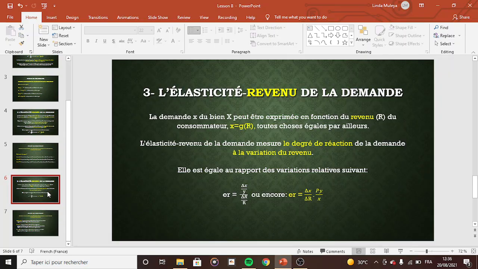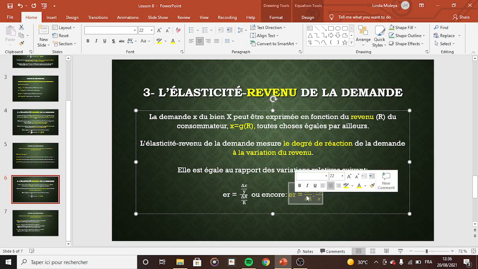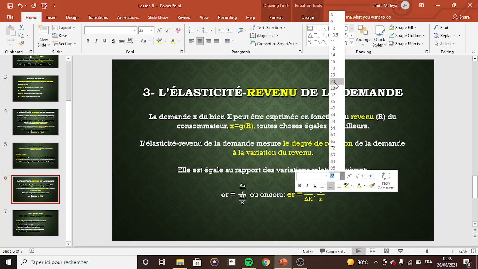L'élasticité revenue de la demande mesure le degré de réaction de la demande à la variation du revenu. As usual, in this case, everything else remains the same. We'll just be changing the value of our revenue. Elle est égale au rapport de variation relative suivante. Again, the same structure of the formula, except now our focus is placed on revenue. So just increase that a little bit.